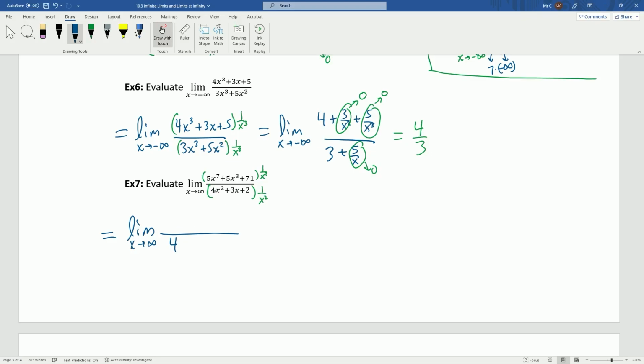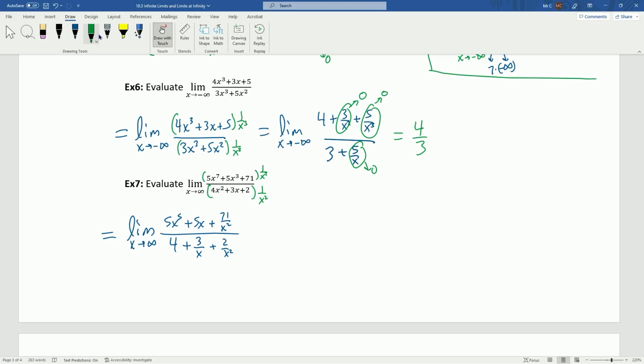When I multiply this out, 4x squared over x squared is 4, plus 3x over x squared, that's 3 over x, plus 2 over x squared. Again, look, we get left with a nice constant in the denominator. Now up top, we have 5x to the 7th times 1 over x squared. That's 5x to the 5th, plus 5x cubed over x squared, that's plus 5x, plus 71 over x squared.